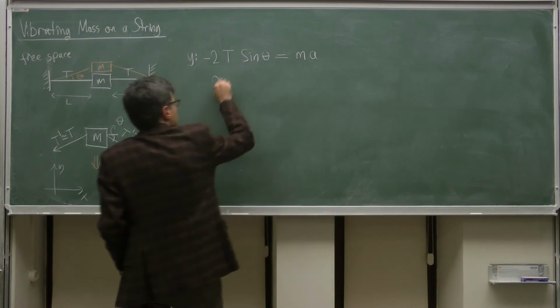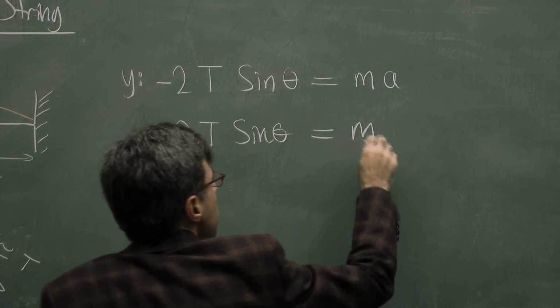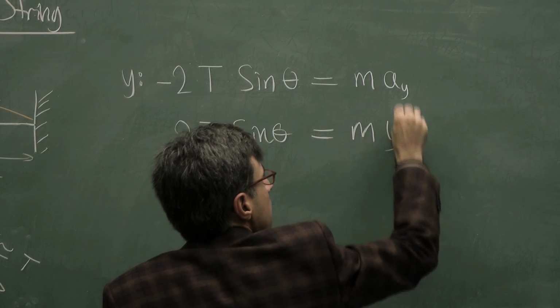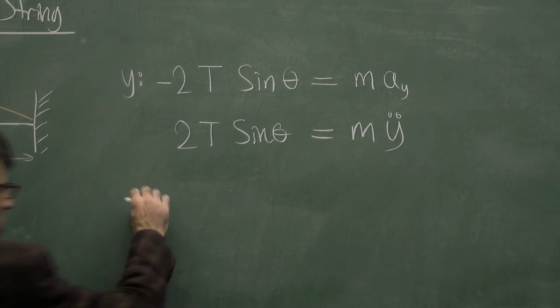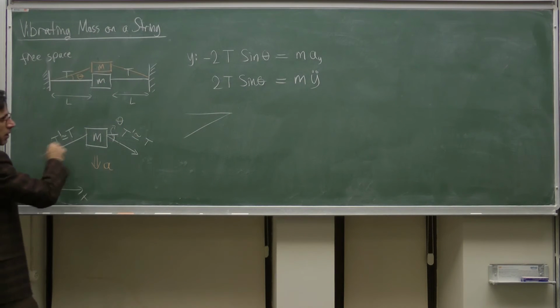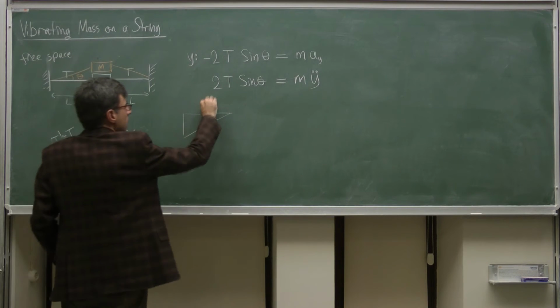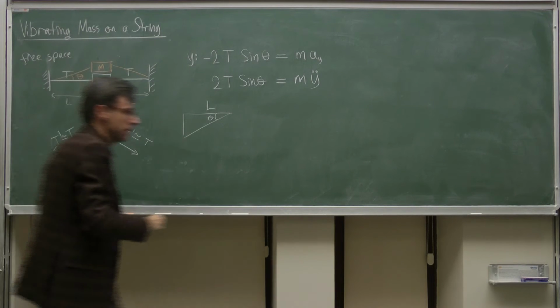So let's write this one more time. Sine theta is equal to m times the y component of the acceleration, which is y double dot. So the only quantity that needs to be inserted in this equation is sine theta. What is sine theta? Let me draw the triangle that we see here. This is theta, this is L, and oops, the other way around, sorry.